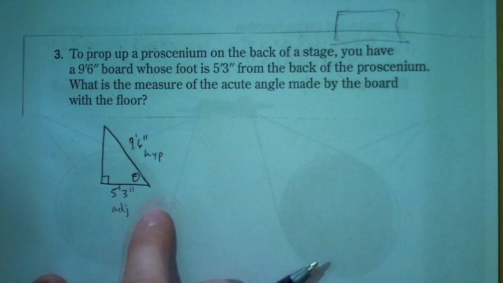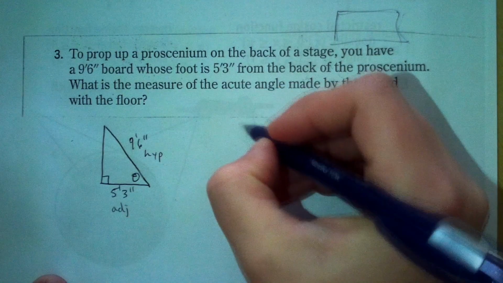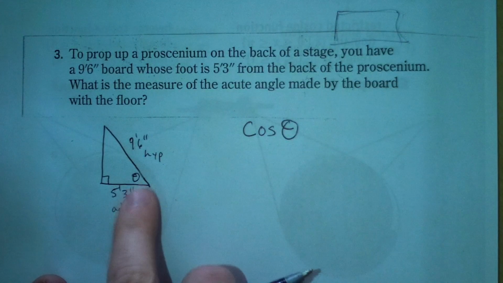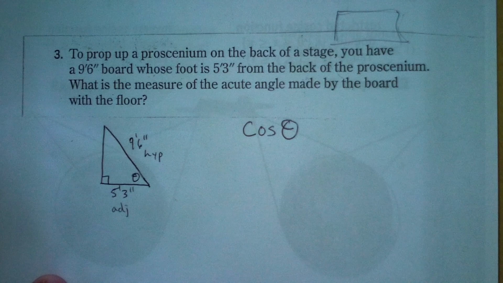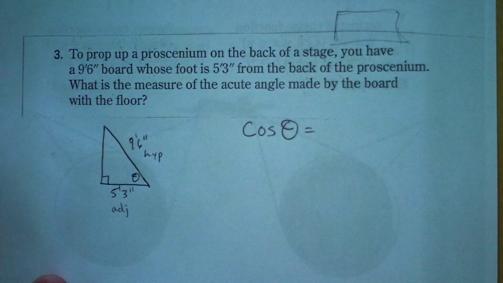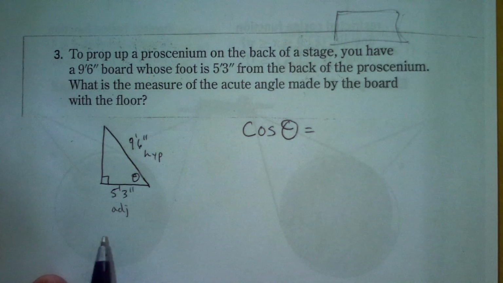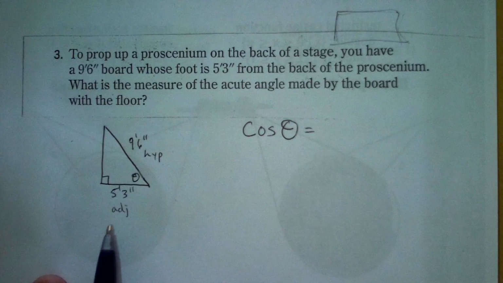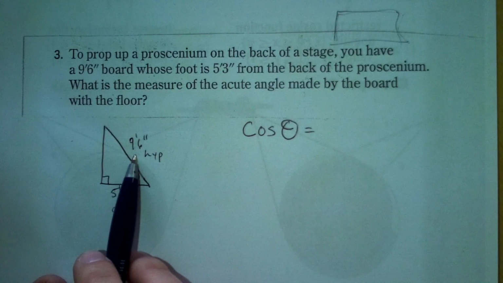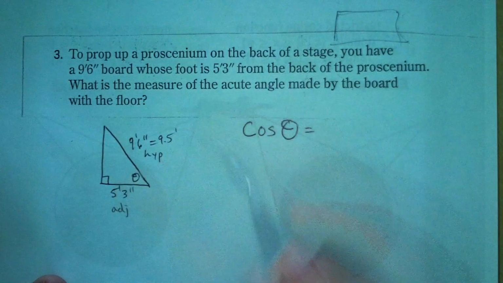So we know it's adjacent over hypotenuse, so it would be 5.25 over 9.5. And then because we're looking for angle measure here, this is where we're going to use the inverse cosine, because we basically have to get theta by itself, we have to get rid of the cosine, so we need to do the inverse of it. So our theta would be equal to inverse cosine of that fraction. So 5.25 over 9.5.